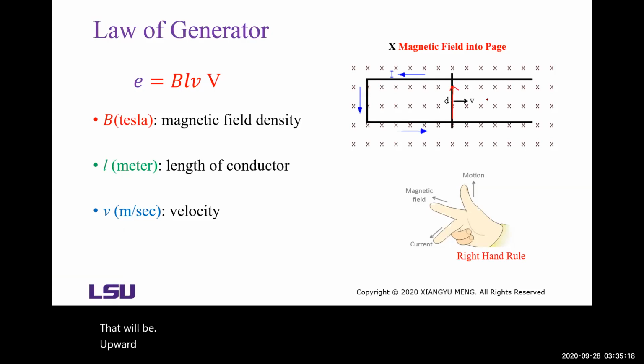Here is the direction of the current through the conductor. Then we know the voltage across the conductor: the top will be positive, the bottom will be negative. And this is the direction of the current through the rail and the conductor.